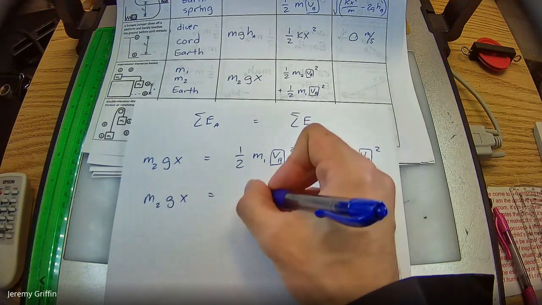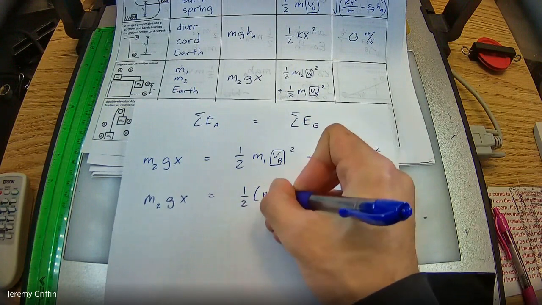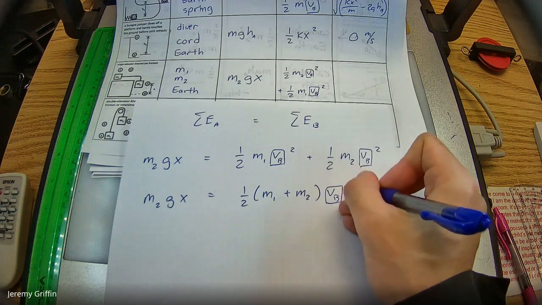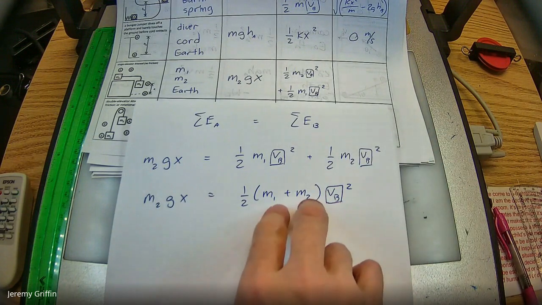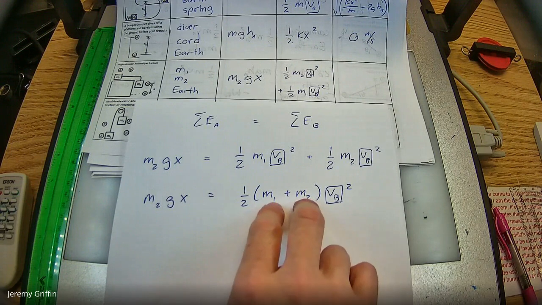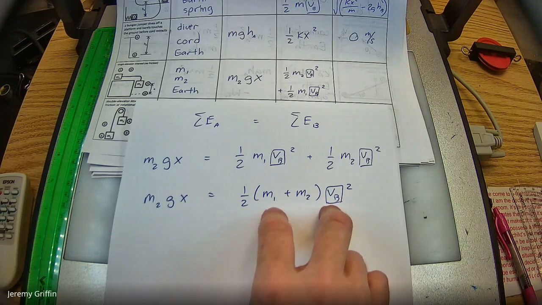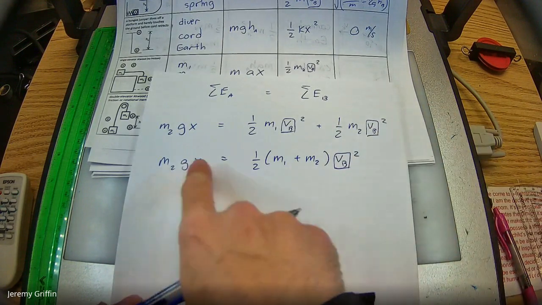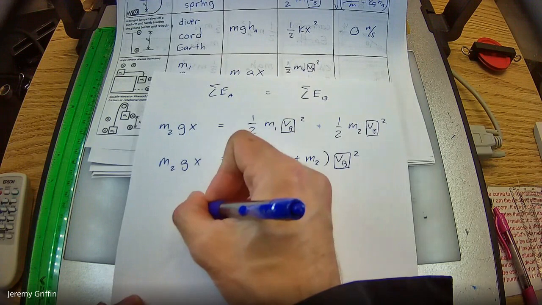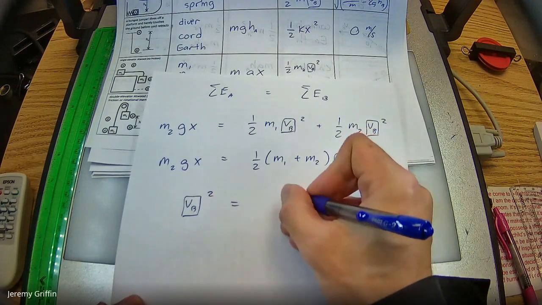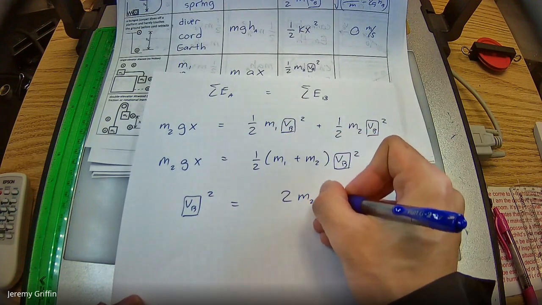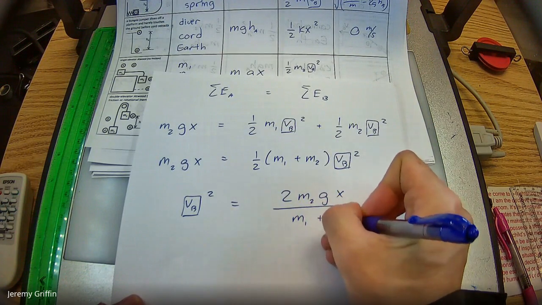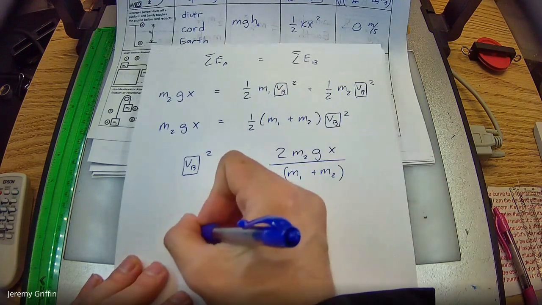So I got 1/2 the sum of the masses times vb squared. I guess you could have thought about it like that from the start: those two masses are tied together, so they'll always have the same speed. That probably makes sense, right? Solve for vb: multiply by 2, divide by the sum of the masses. So vb squared is 2 m2 g x, all divided by the sum of the masses. And then vb itself is just the square root of that.